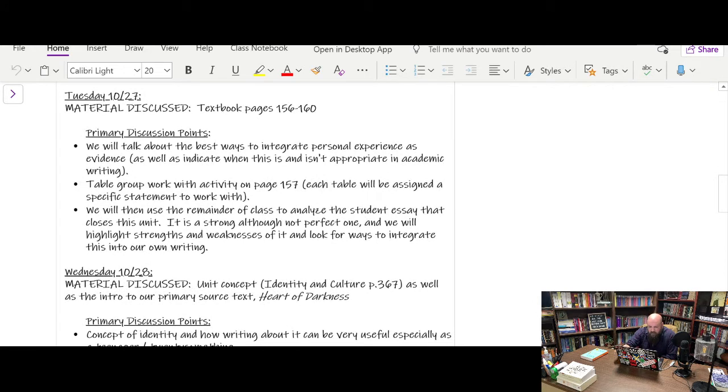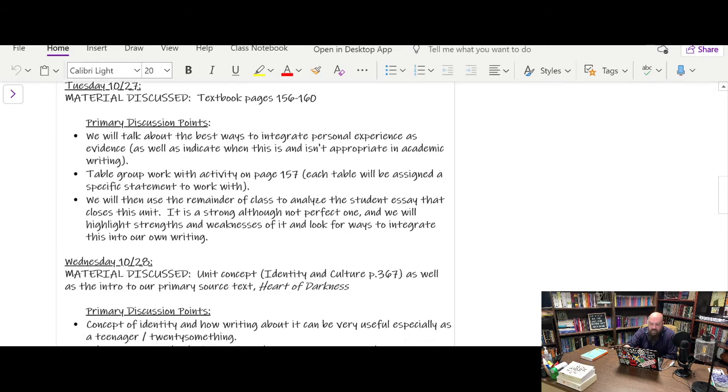Tuesday, we're going to look at, I think this is the last part of it. We're going to start looking at how you integrate personal experience into essays, which I am not a giant fan of, to be honest with you, but your book discusses it. And depending on what classes you're in college, you may have an opportunity to do some personal narratives. So I want to go ahead and give you that.